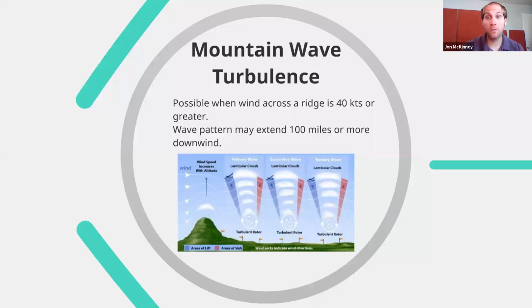More turbulence. Mountain wave turbulence this time. Mountain wave turbulence is possible when the wind across a mountain ridge is 40 knots or greater. These wave patterns can extend 100 miles or more downwind. So in this case, we have the upwind side of the mountain to the left, the downwind side of the mountain to the right. And if we have stronger winds, our slide is telling us over 40 knots, you're going to see some very strong turbulence occur because of this phenomenon.